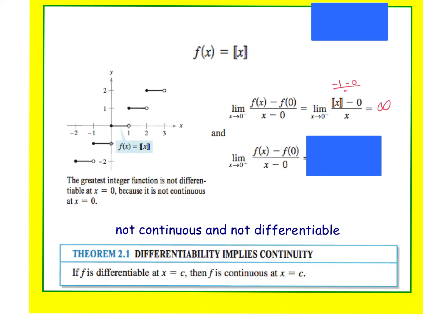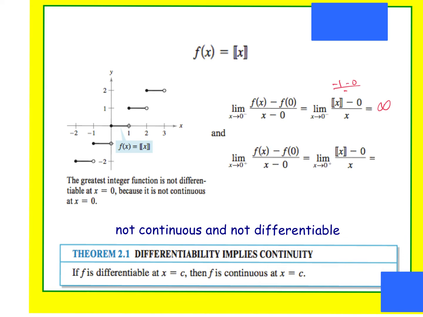Now let's do it from the right. So now I have a greatest integer of 0 from the right. So what is that? 0. So now I have 0 minus 0 over 0 from the right, which is a really small what? Positive. So I have 0 over a really small positive, which makes it what? Zero. 0 divided by any number is 0. So it makes it 0.